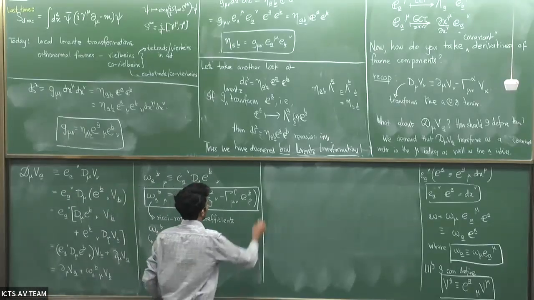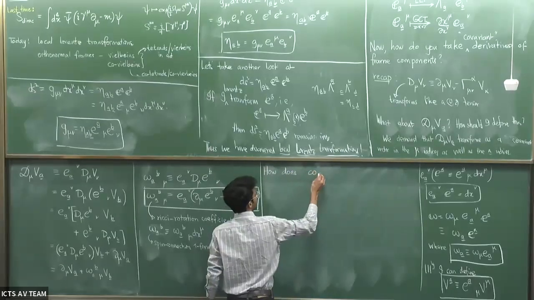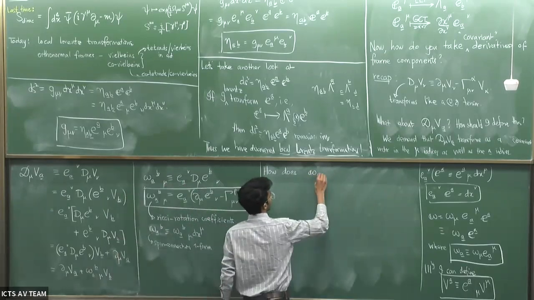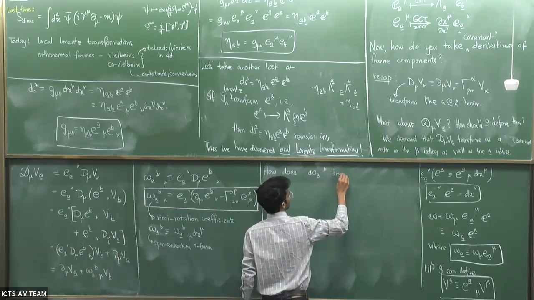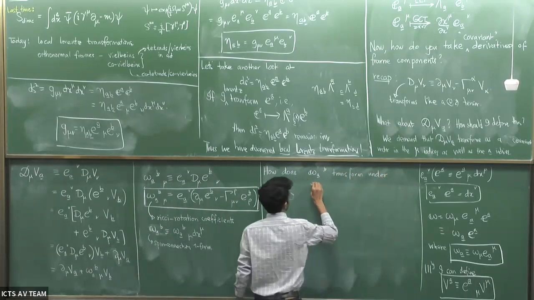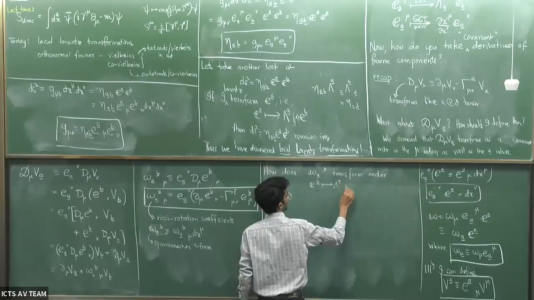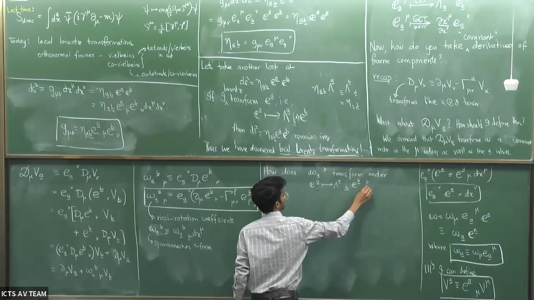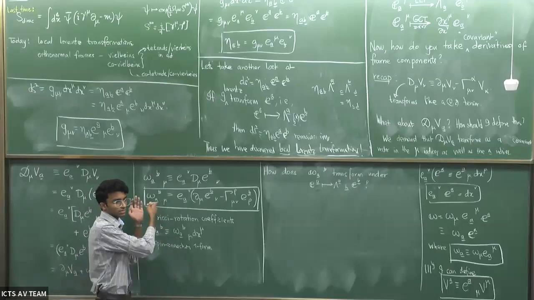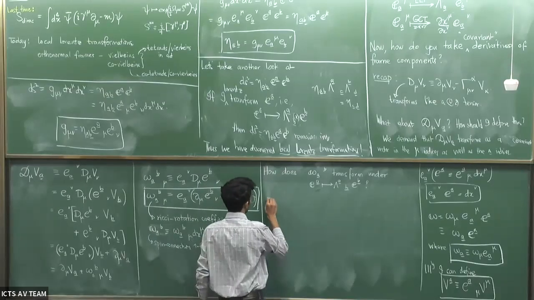So now, how does omega AB transform under E A going to lambda A B? This is the question I want to answer. And that you can just do directly. You have an expression for omega in terms of E, just transform it. I'll do that explicitly.